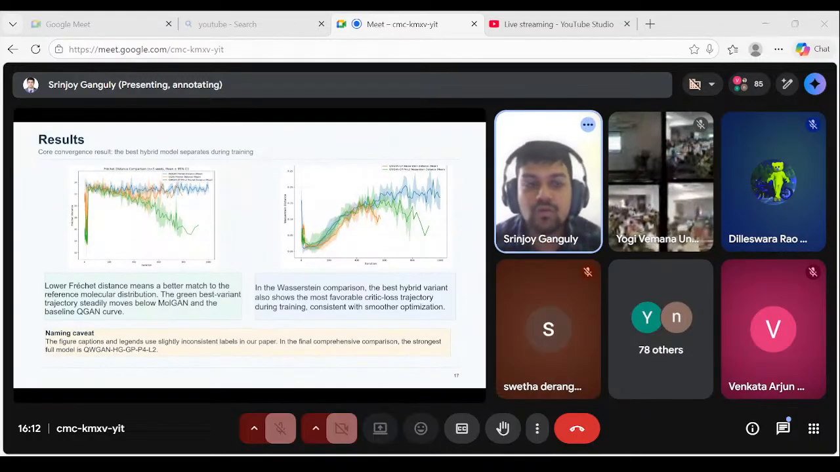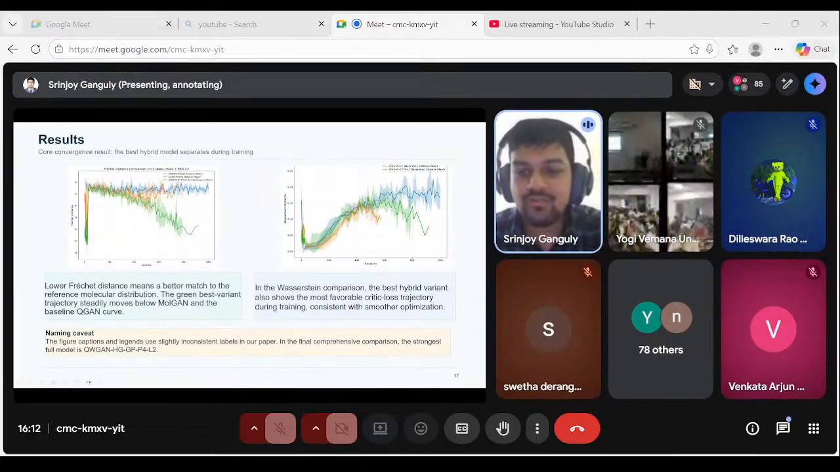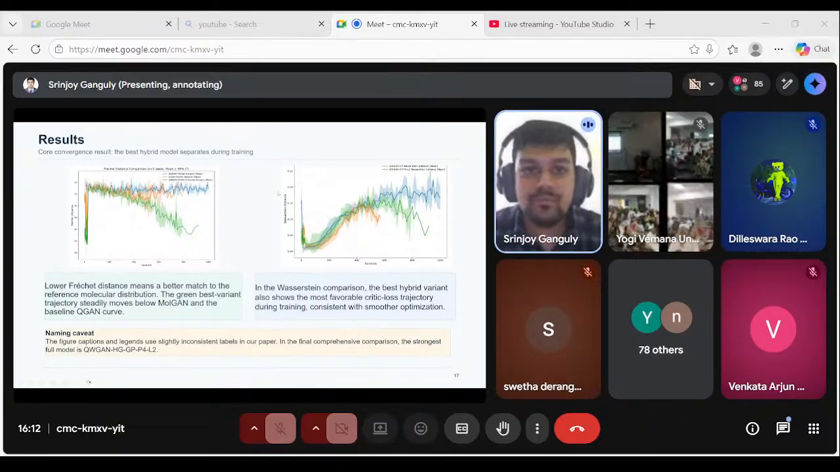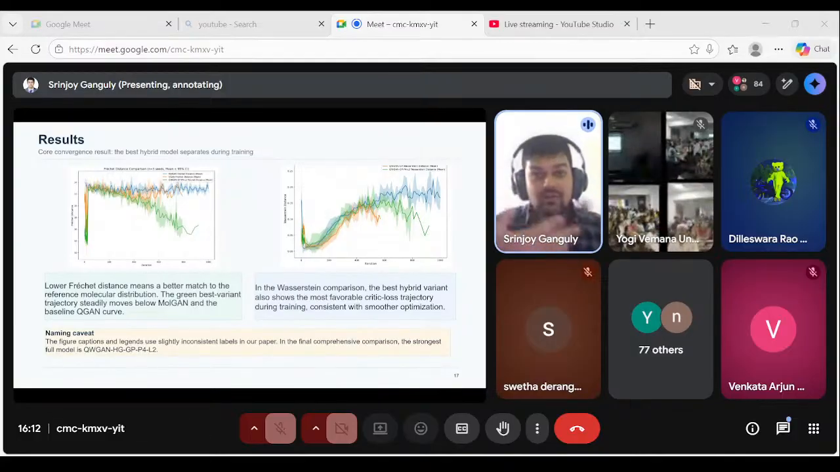I think this is pretty straightforward from the graphs, and anyone can deduce what's happening in them. If the graph is going lower, that means the distributions are slowly matching each other, which is what we want. We want our distances to reduce as much as possible, because that means the generated distribution, the generator's fake one, is slowly becoming like the real one.